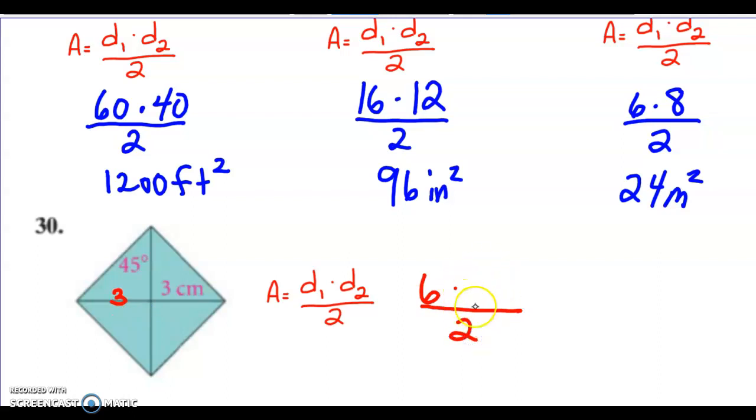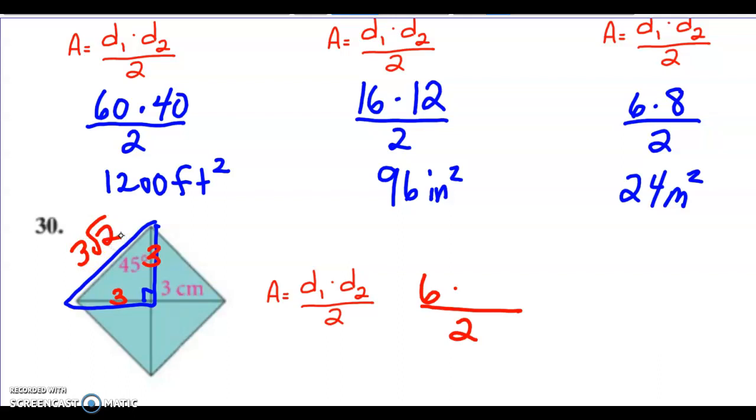And we just have to find the other diagonal. Now the hint on this one is that this is a 45, 45, and again, 90. Right? The diagonals of a rhombus meet at a 90. So if this is a 45, 45, we know that the legs on a 45, 45 are the same. So if this is 3, this would be 3. This would be 3 square root 2.